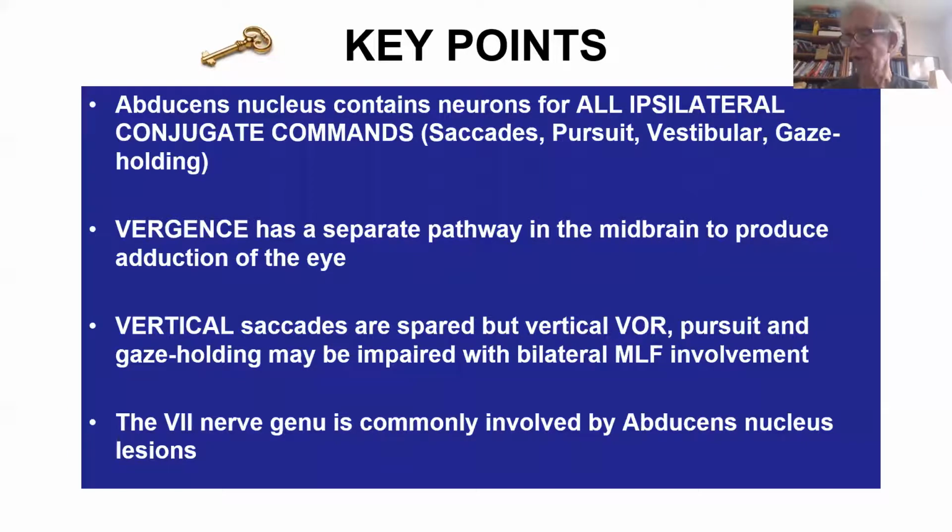So what are the key points of this case? Abducens nucleus contains neurons for all ipsilateral conjugate commands: saccades, pursuit, vestibular, gaze holding. Vergence has a separate pathway in the midbrain to produce adduction. Vertical saccades are spared, but vertical vestibular, pursuit, and gaze holding may be impaired with bilateral MLF. The seventh nerve genu is commonly involved by abducens nucleus lesions.